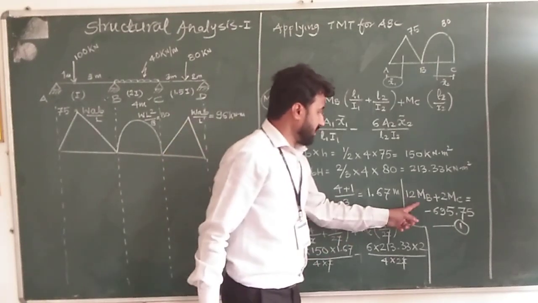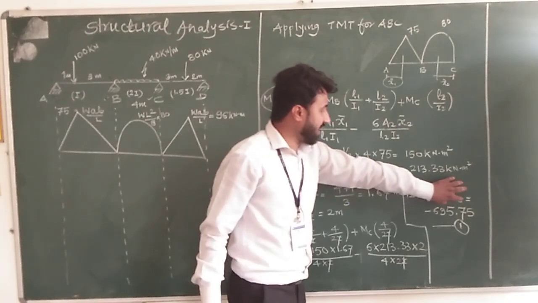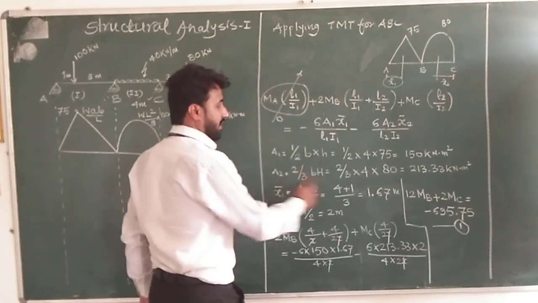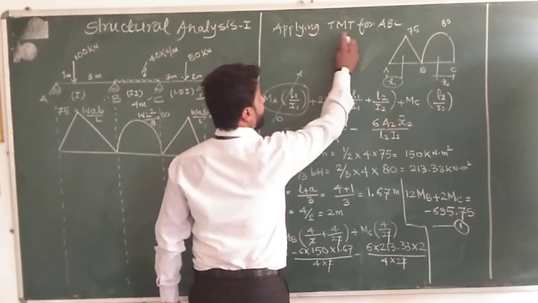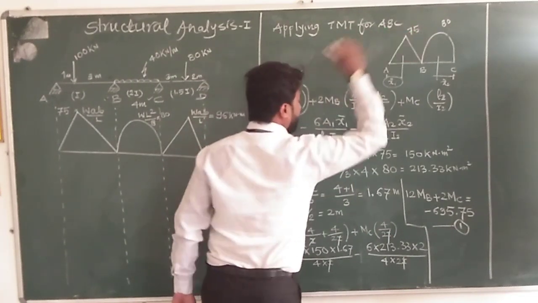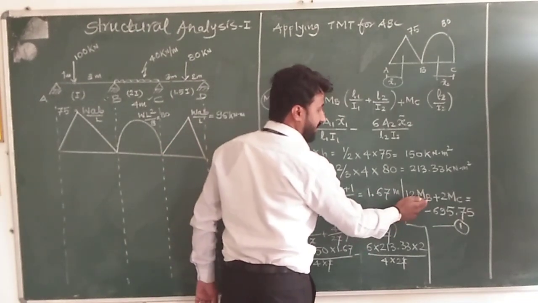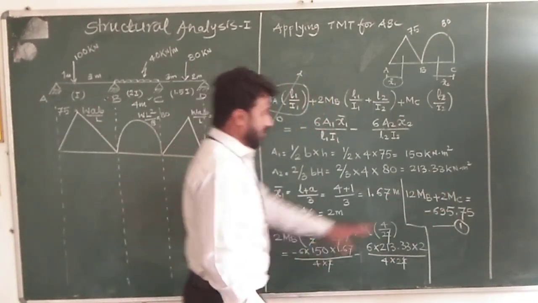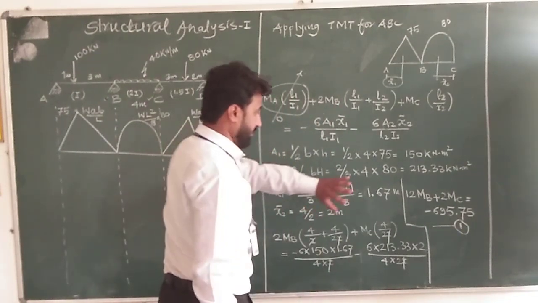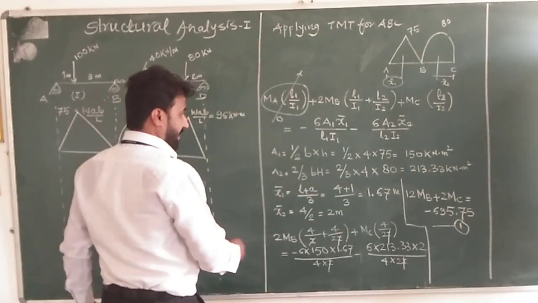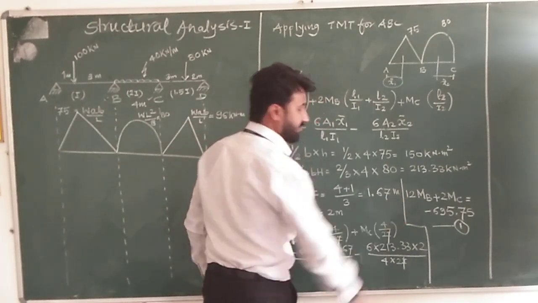Now to calculate the moment B and moment C, we have to form the second equation by applying the three moment theorem for span BCD. Okay, so the second equation will be formed and we will solve these equations to calculate MB and MC. So we will write this equation somewhere else and we will remember it while calculating MB and MC.